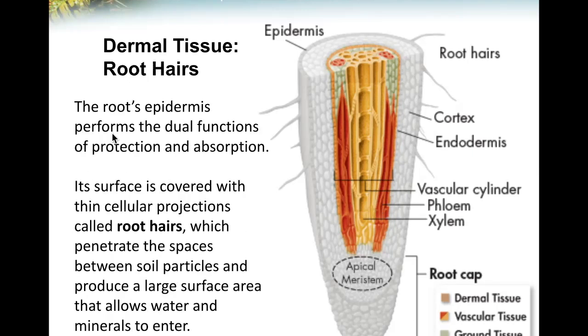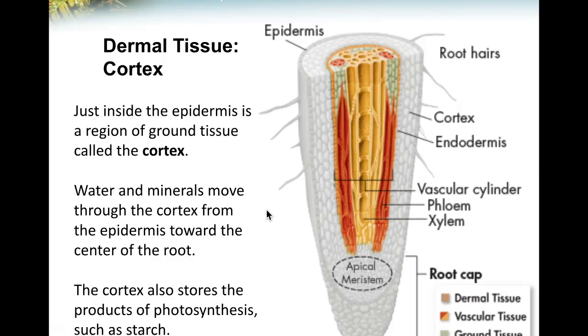The root's epidermis performs the dual functions of protection and absorption. Its surface is covered with thin cellular projections called root hairs, which penetrate the space between the soil particles and produce a large surface area that allows water and minerals to enter. Just inside the epidermis is the region of ground tissue called the cortex. Water and minerals move through the cortex from the epidermis toward the center of the root. The cortex also stores the products of photosynthesis, such as starch.